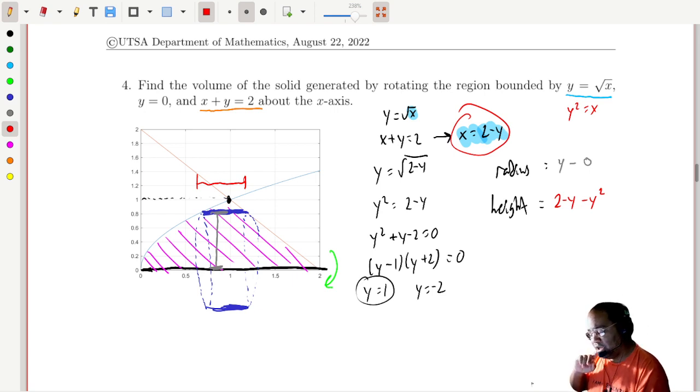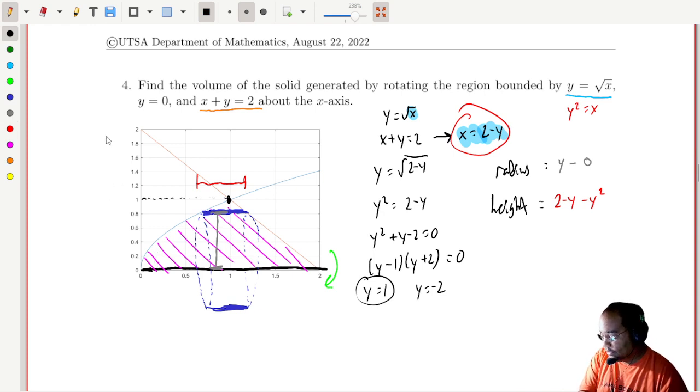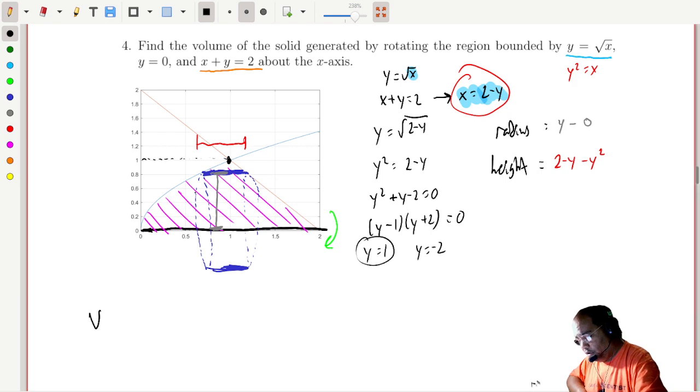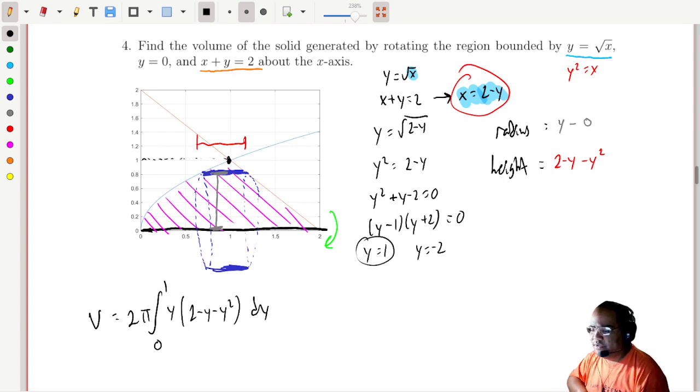All right, excellent. Now we've got all of our pieces here. Let's go ahead and write our integral. Our volume is 2 pi times the integral from 0 to 1. Shell radius is y, shell height is 2 minus y squared, dy.